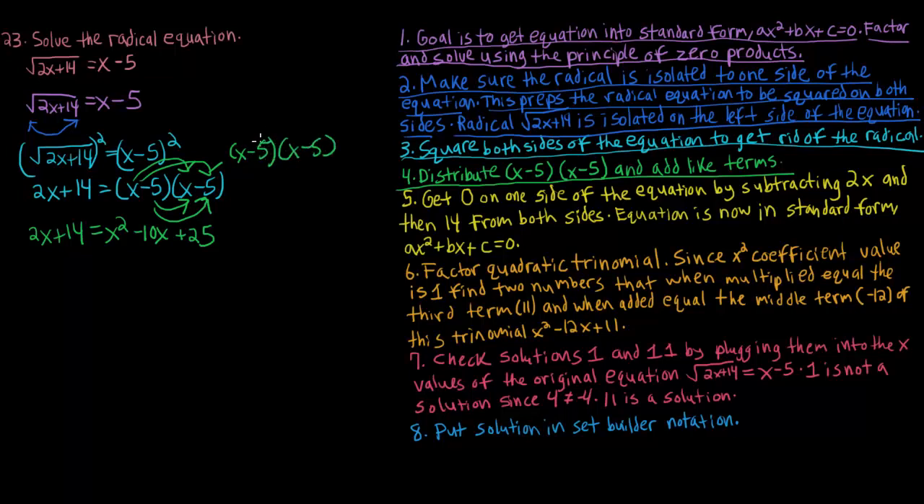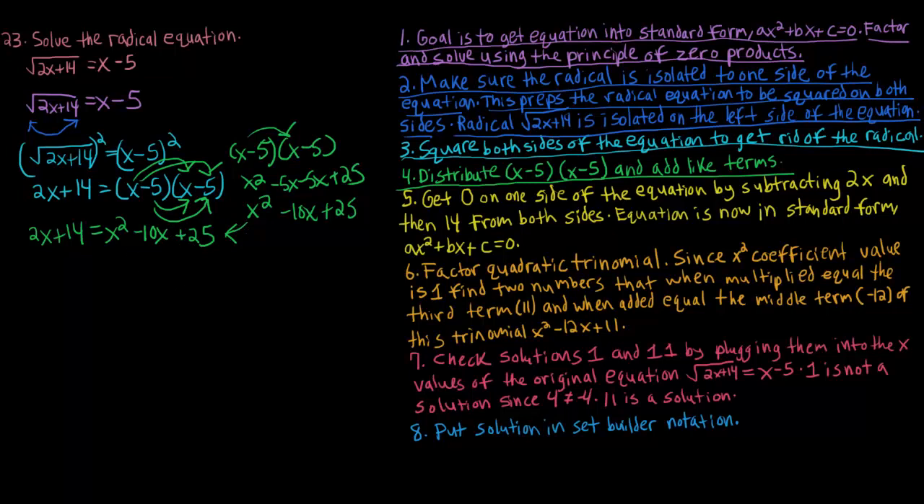If you multiplied it, you'd have x squared, x times negative 5 minus 5x minus 5x. Negative 5 times negative 5 is just positive 25. That gives you x squared minus 10x minus 10x plus 25. And you can see that these two are the same. So this shortcut's a little easier.